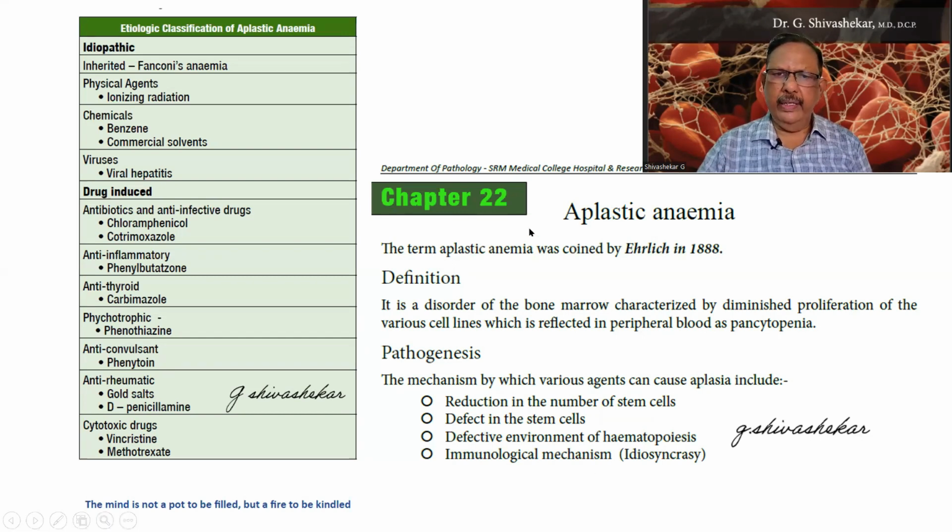Secondly, the term aplastic anemia was coined by Ehrlich in 1888. The basic mechanism can be because of a reduction in the number of cells, a defect in the stem cells, a defective environment as in viral infection, an immunological mechanism, or idiosyncrasy.